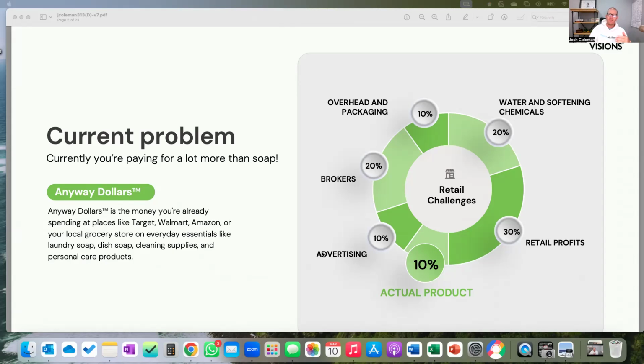And then at the end of the day, all these retail giants, they want what? They want to make money, right? So us as a consumer are left with a little bit of actual product, but yet we're paying for all these other things. And so I'll get into that in just a second.